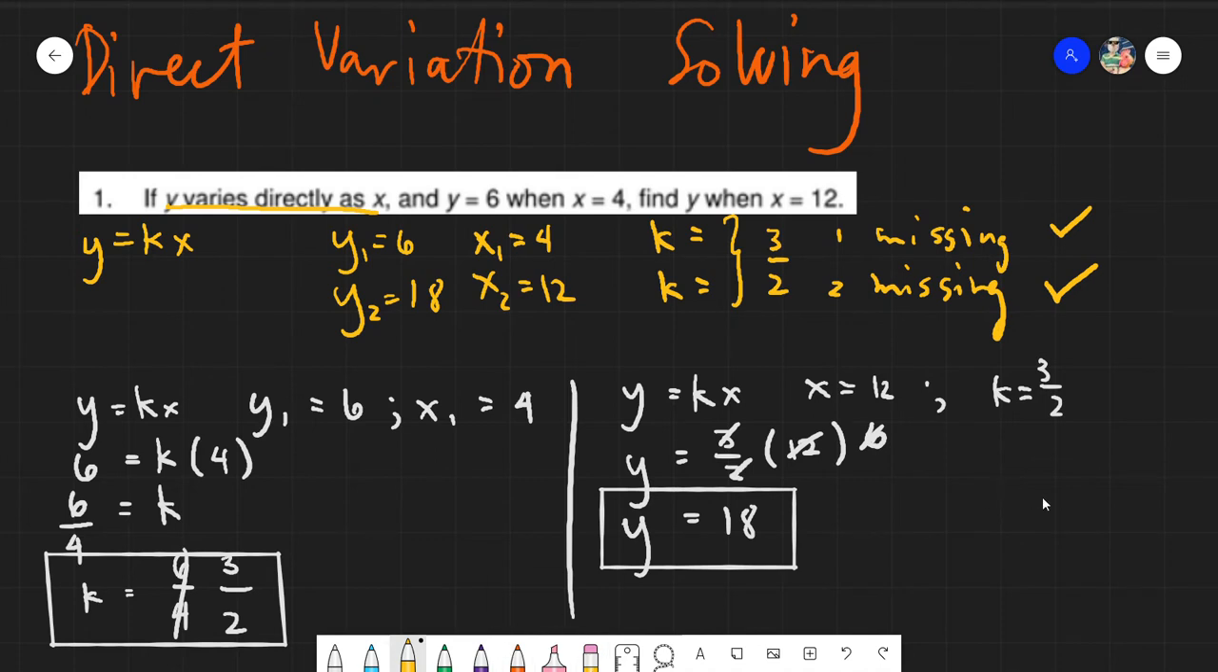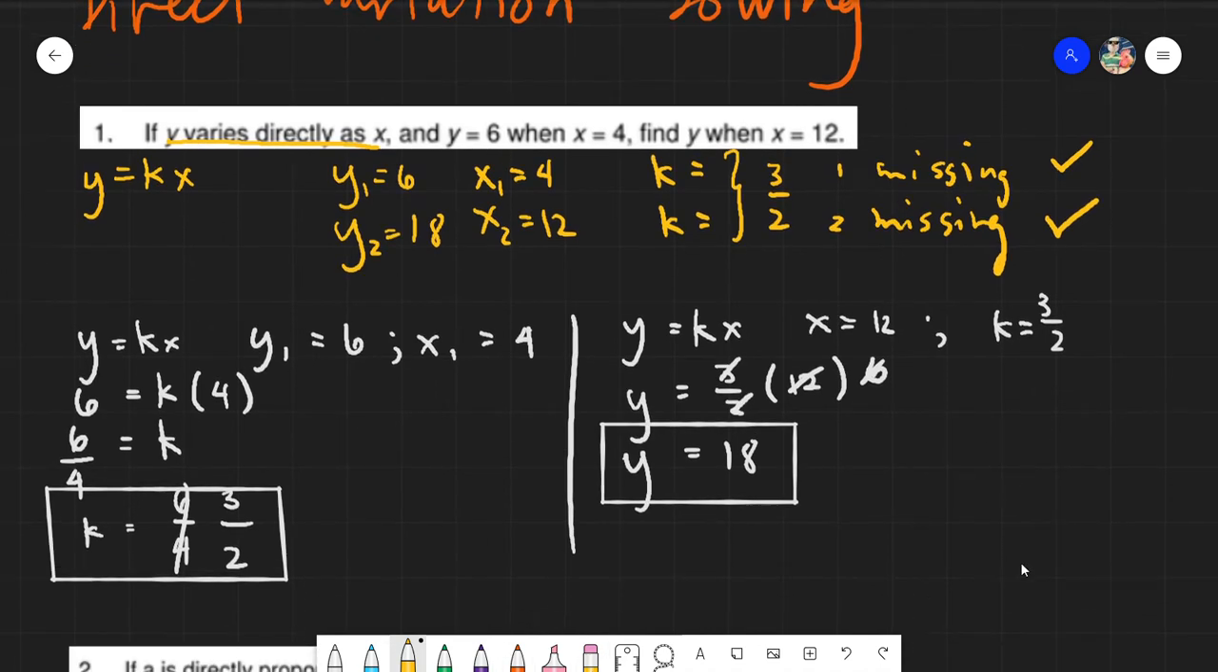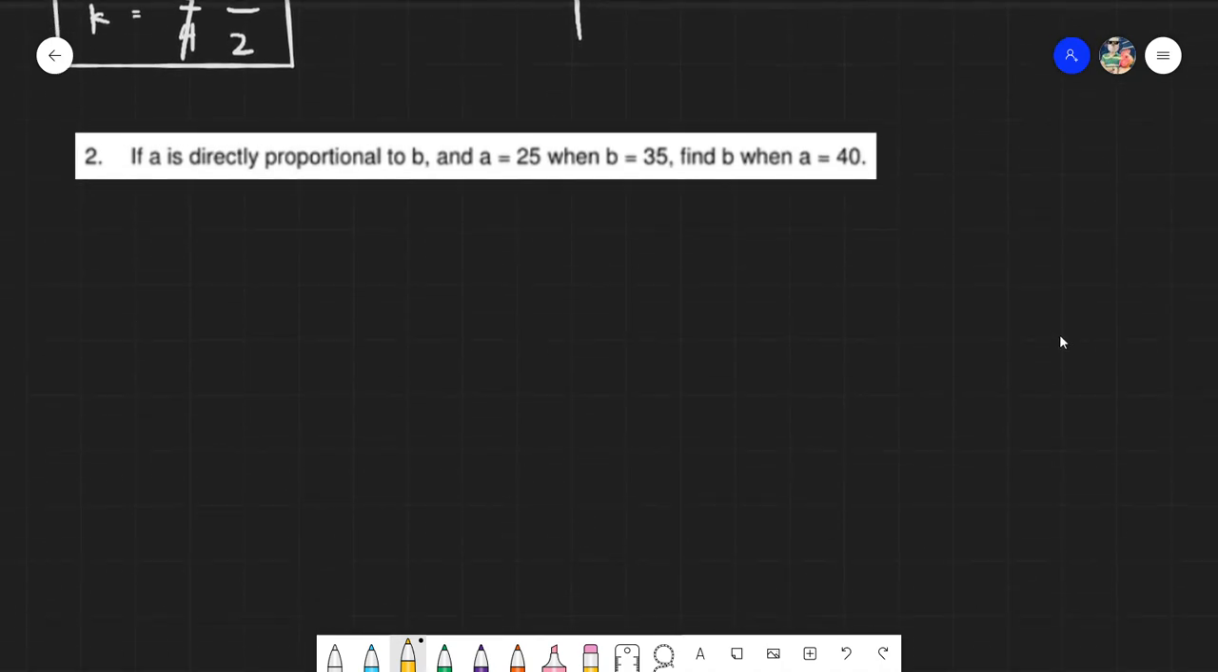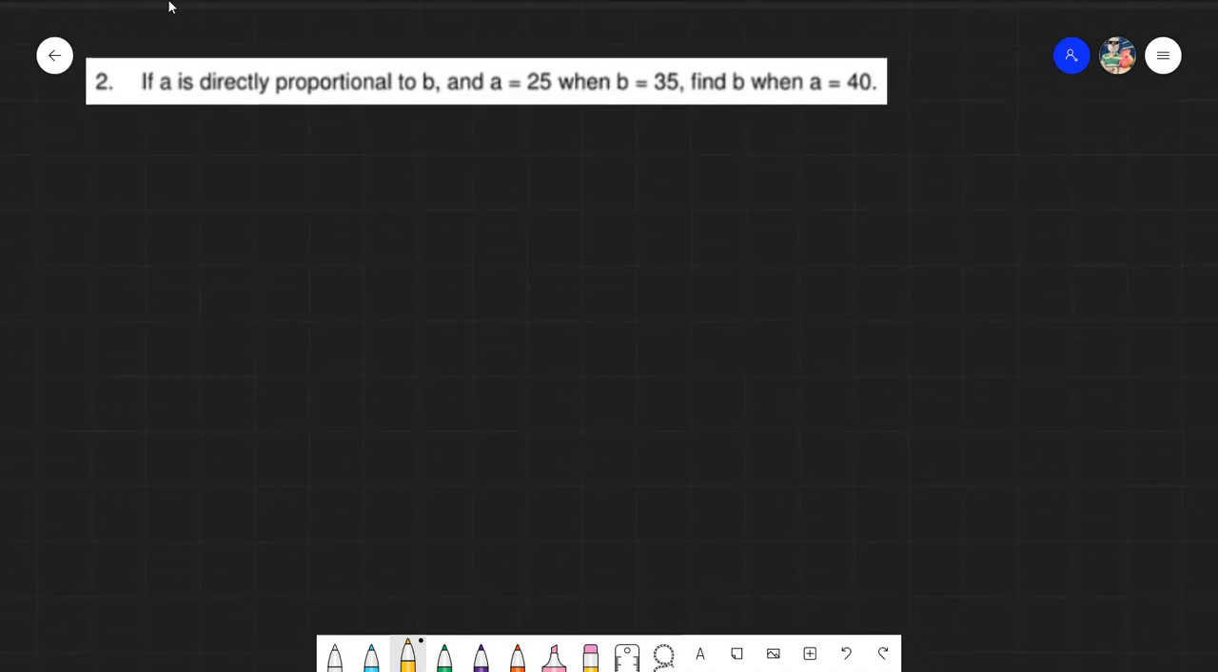Okay, so let's go to the second example using the same method. Let's go to number 2. Again, the first thing we need to do is check the word problem and translate it into the formula equation. Let's read: A is directly proportional to B, or we can also say A varies directly to B. It's the same. So it will give us A is equal to kB. Then we have our formula equation.